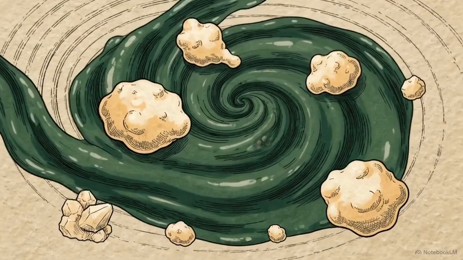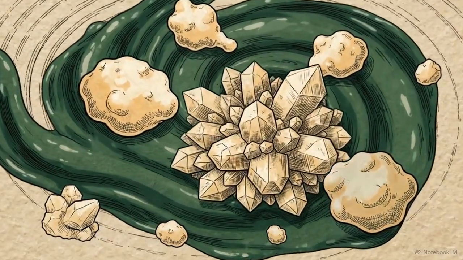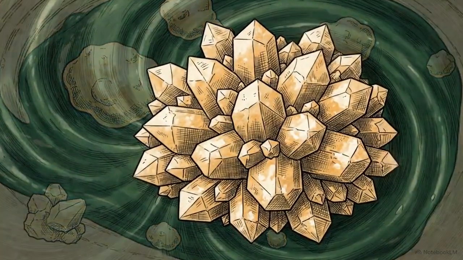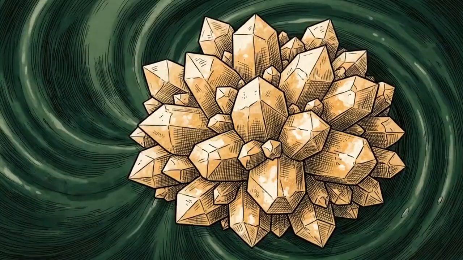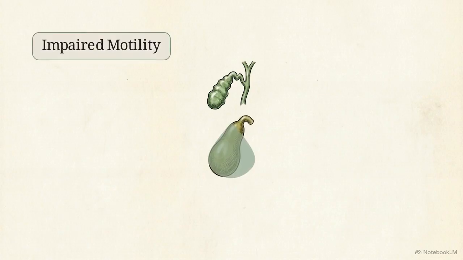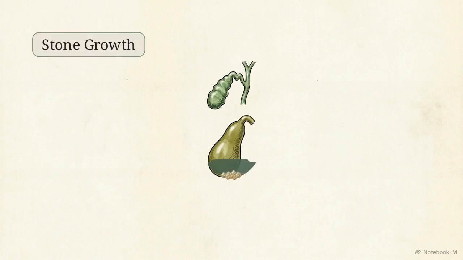This simulation shows the genesis of cholesterol stones. When bile becomes supersaturated with cholesterol, the lipids precipitate, allowing cholesterol crystals to nucleate and aggregate. This crystallization is mechanically accelerated by impaired gallbladder motility. When the reservoir fails to empty completely, the resulting fluid stasis provides the environment for stone growth.